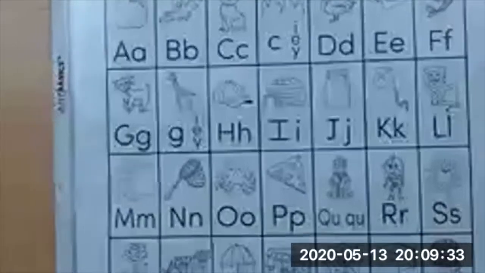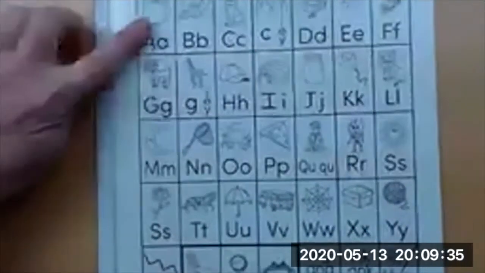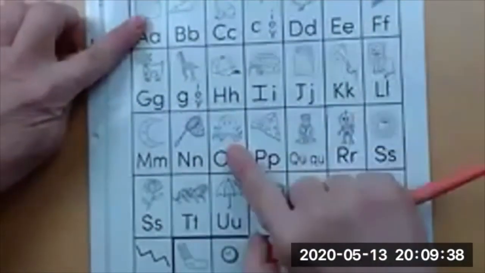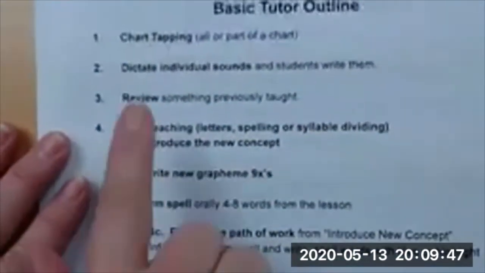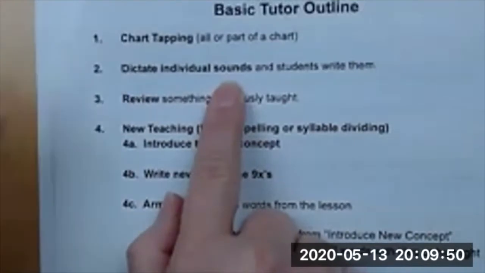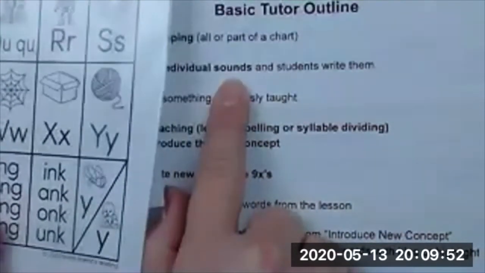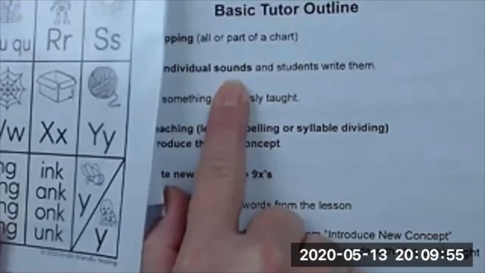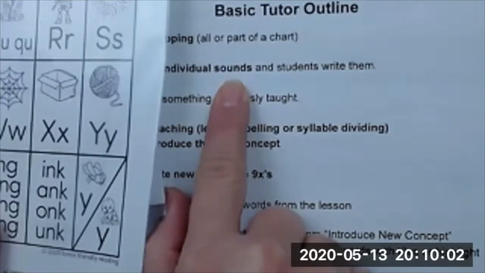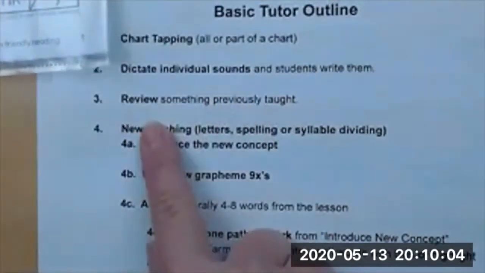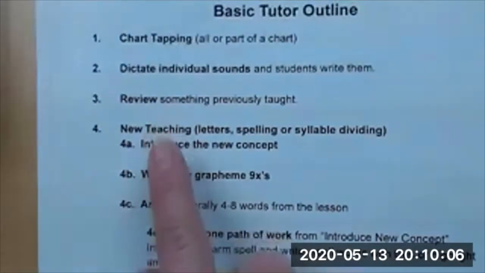And regardless of what you're tapping, always make sure that you do your short vowel sounds, whether you use this chart or whether you use the short vowel sound chart. Always do short vowels, no matter what else you're doing. Then you can do the piece where you're going to dictate individual sounds from the chart that the child can write either in a salt tray or on a write-on-wipe-off board or on just a piece of paper in a notebook. Then you can review, just like you always do.